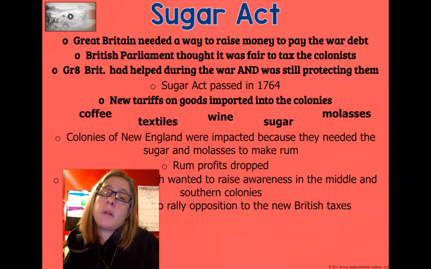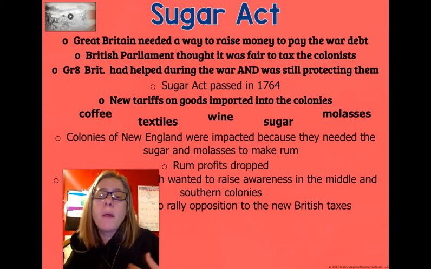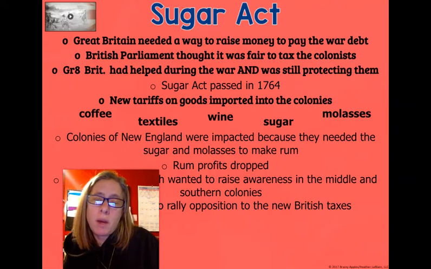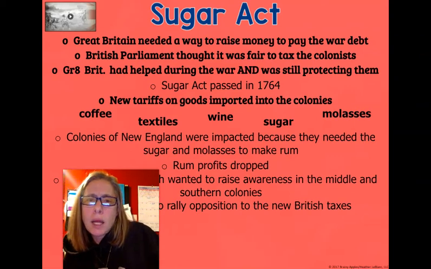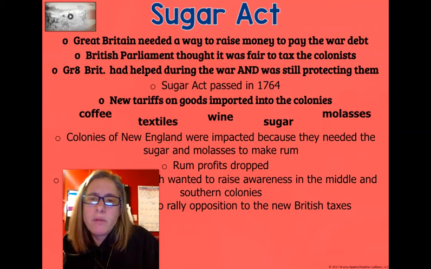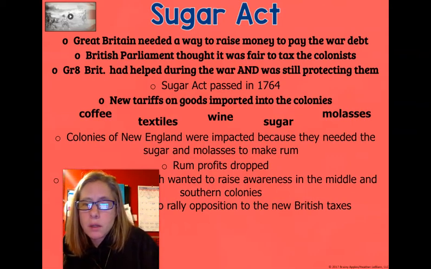Britain thought that the colonists should help pay for their share of the protection that the British gave them when the British fought against the French and the Native Americans in the French and Indian War. So it's like, it cost us all this money, Britain thinks, and the colonists should help pay for it because they're the ones benefiting from the British protection. All right, so pause the video if you haven't already and write 2 facts down about the Sugar Act.